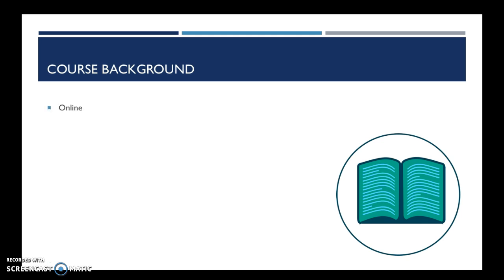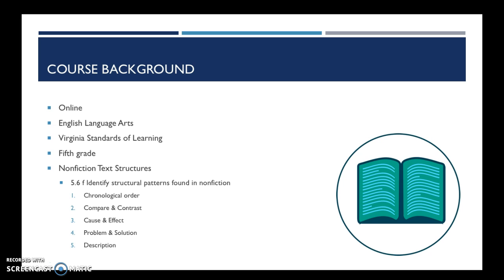It is a fully online class. The content is based on English Language Arts curriculum. I am using Virginia Standards of Learning to base my standards and objectives on. This is a 5th grade online class. The content of this online class is nonfiction text structures. This is from Virginia SOL 5.6F, which states the student will identify structural patterns in nonfiction.